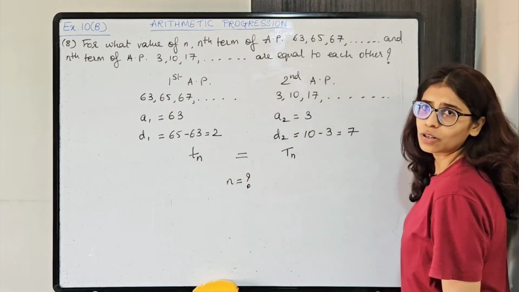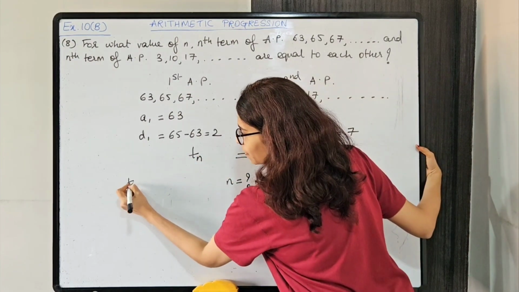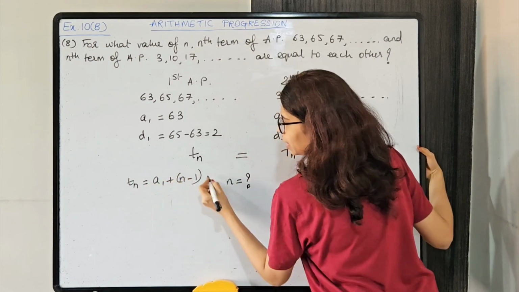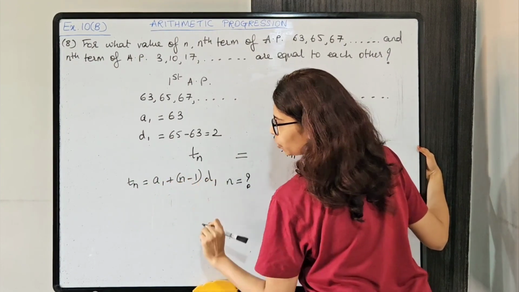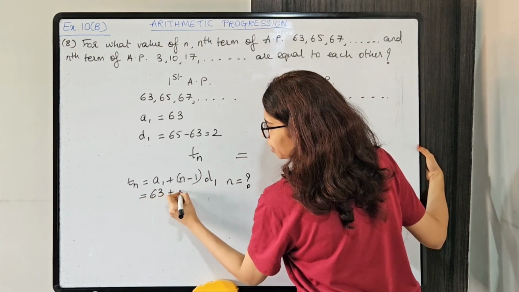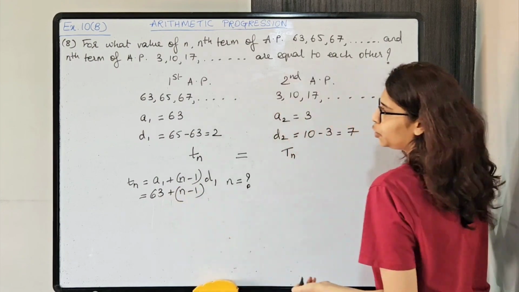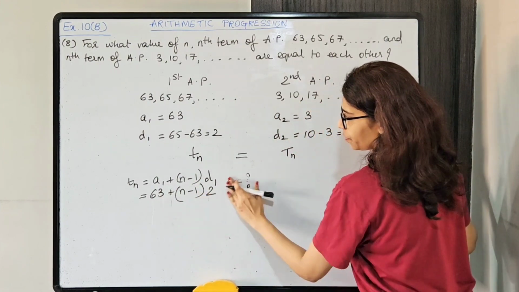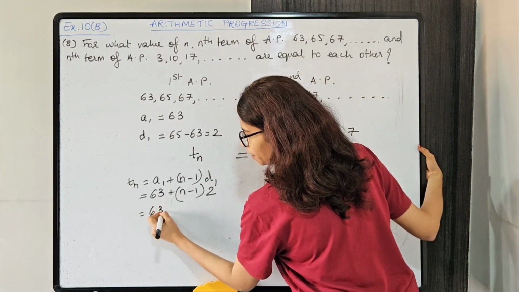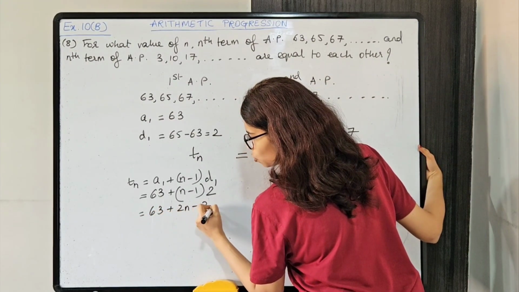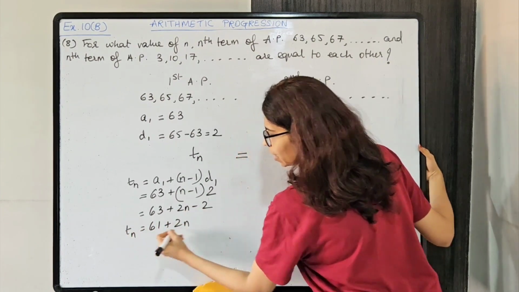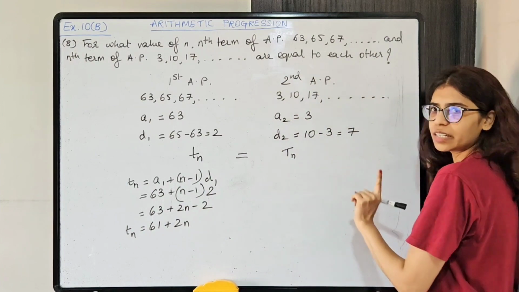इसका nth term क्या होगा first AP का? It will be A1 plus n minus 1 into D1, sorry. So it will be 63 plus n minus 1 into D1 is 2. Okay. So 63 plus 2n minus 2 that will give 61 plus 2n. इसका nth term is this. इसका nth term देखते हैं.